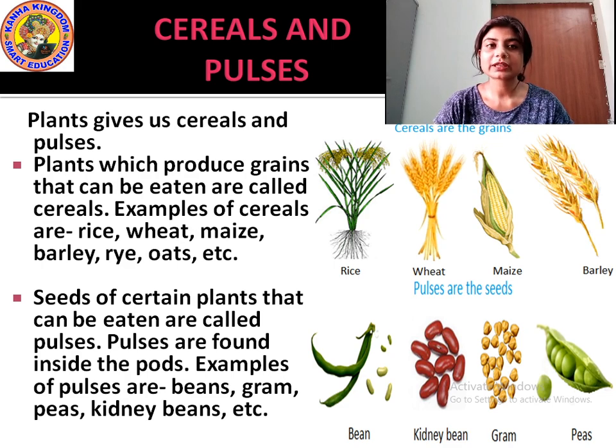So these are the seeds and grains of the plant that we eat as cereals and pulses as food, and these are obtained from plants. The fruits, vegetables, cereals and pulses are all obtained from plants.